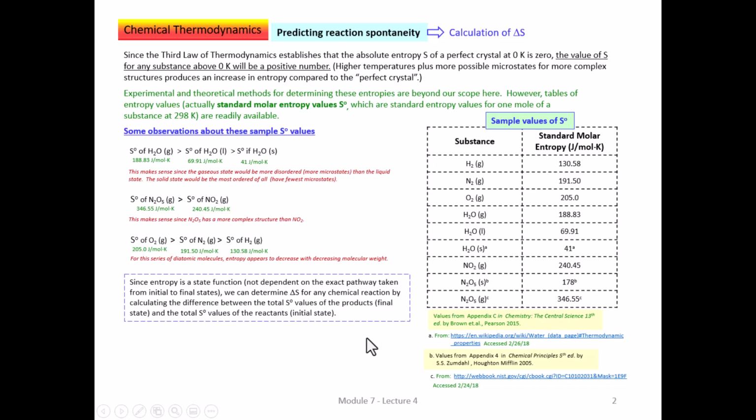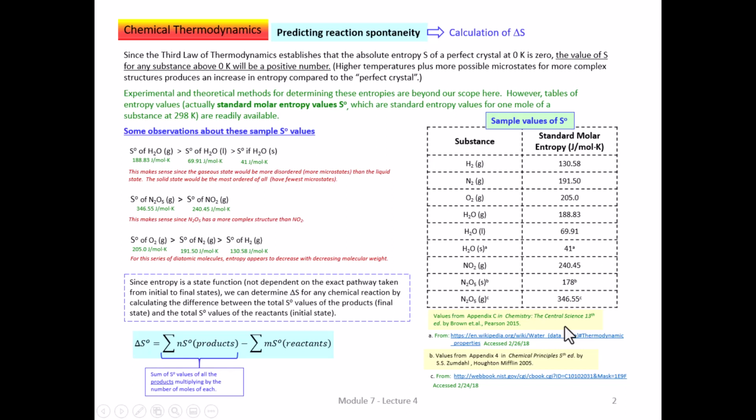Now, since entropy is a state function, meaning it's not dependent on the exact pathway taken from the initial to the final state, we can determine a deltaS, the change in entropy, for any chemical reaction by simply calculating the difference between the total entropy values of the products, final state, and the total entropy values of the reactants, the initial state. So mathematically, we can determine deltaS, actually the change in standard entropy, with an equation that looks very much like what we used for determining standard enthalpy changes.